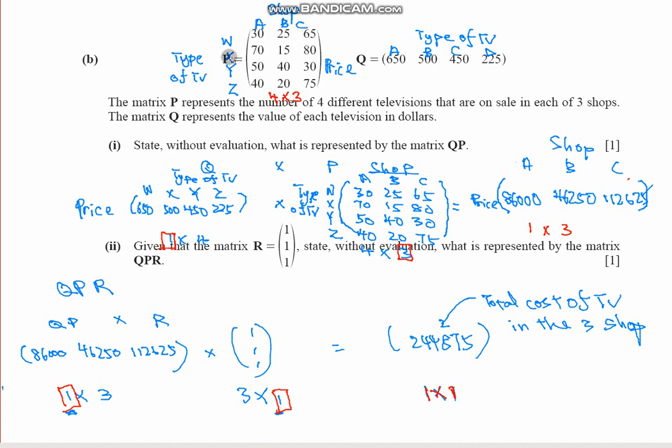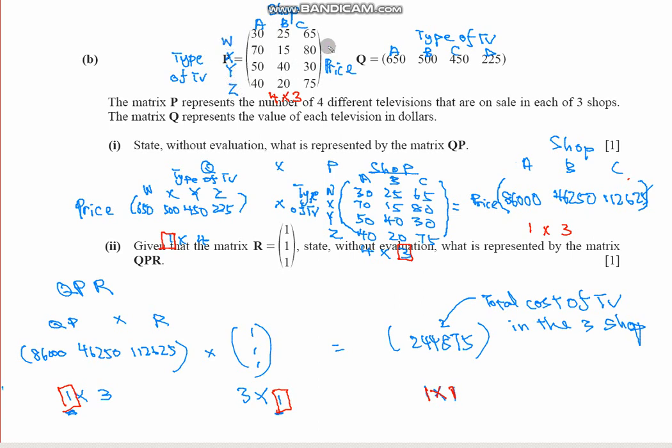Now what about the row? You say there are 4 types of different television. So there are 4 rows. 1, 2, 3, 4. So let's say the types of TV are W, X, Y, Z.